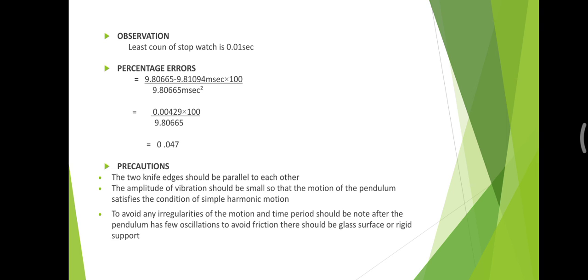The precautions: the two knife edges should be parallel to each other. The amplitude of vibration should be small so that the motion of the pendulum satisfies the condition of simple harmonic motion. To avoid any irregularities of the motion, the time period should be noted only after the pendulum has settled into oscillation. To avoid friction, the pendulum should be placed on a glass surface or rigid support.